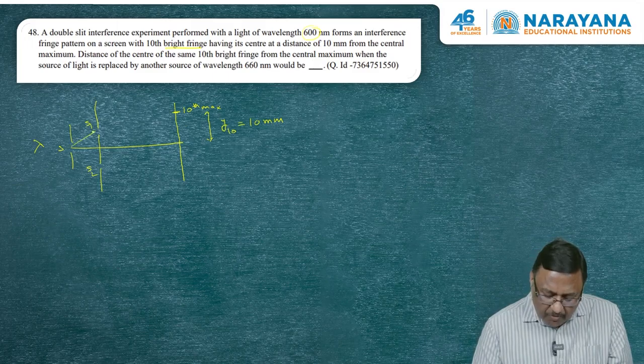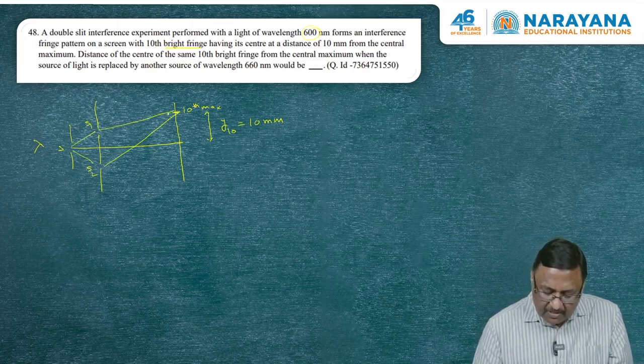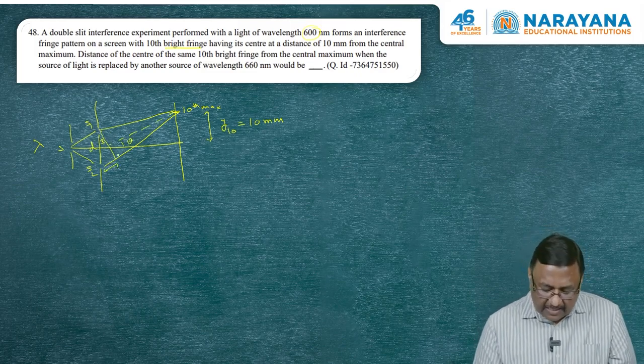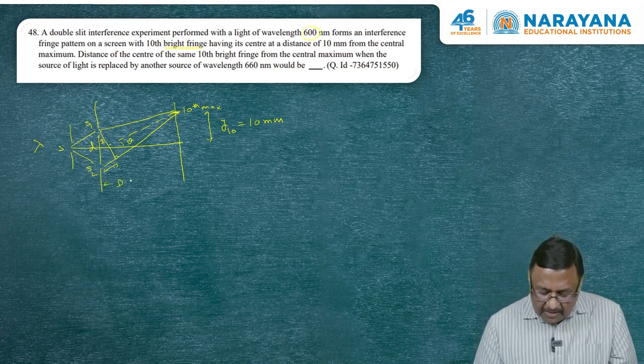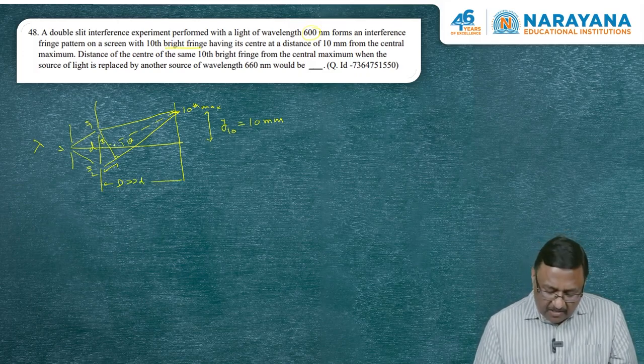So once we are using lambda, I hope you must be knowing what my path difference is in this situation. We can find the path difference: if the slit separation is d and this angle is theta, you can all understand this angle is going to be theta. If this capital D is taken to be much larger than d, all these rays are assumed to be almost parallel, so we can say if this is theta, this is theta.